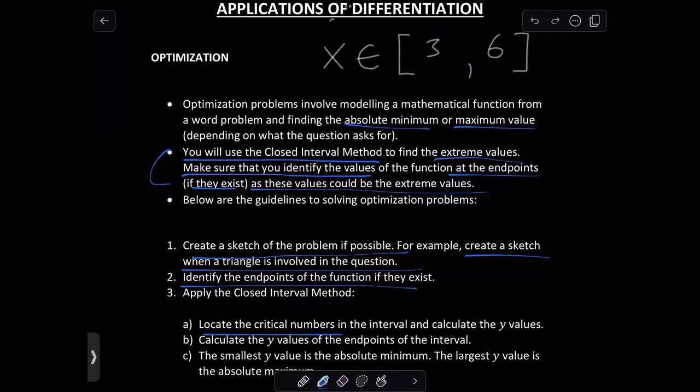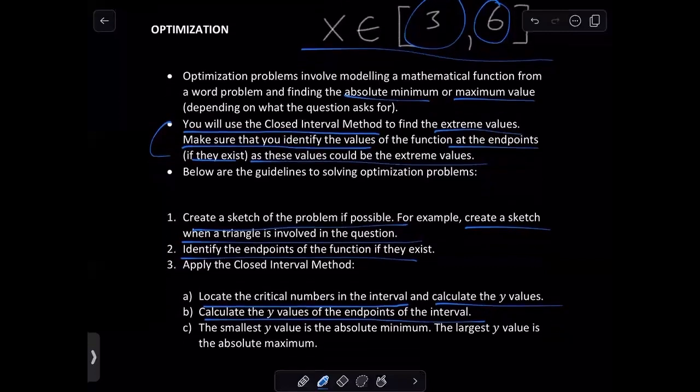Then you're going to apply the closed interval method. So you're going to locate the critical numbers in the interval, this interval here, the domain, and calculate the y values. Okay, then you're going to calculate the y values of the endpoints of the interval. That's what I was talking about. Determine the y value at x is equal to 3 and the y value when x is equal to 6, because those could be possible absolute max and absolute minimum points. Then once you get A and B, so what I mean by A and B, this step and this step, the smallest y value obviously is the absolute minimum, and the largest y value is the absolute maximum.